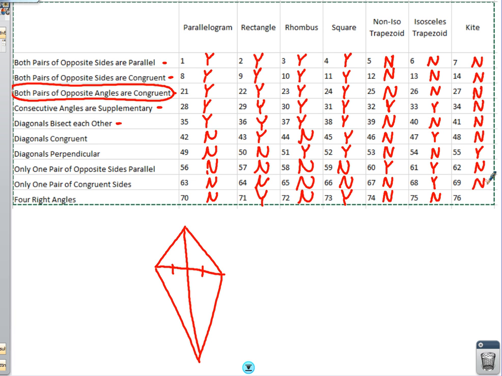Had I reworded this too? What if I'd said instead of both pairs of opposite sides are congruent, there are two pairs of congruent sides, that would be a yes. These are congruent. These are congruent. If I put there two pairs of congruent sides, that would be a yes. 4 right angles, no.